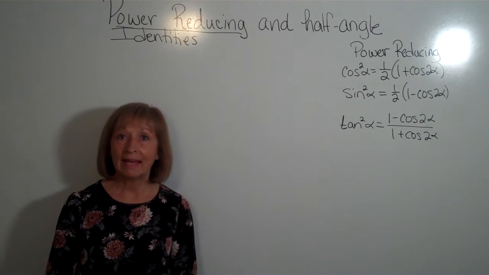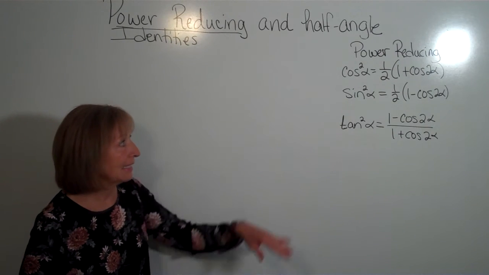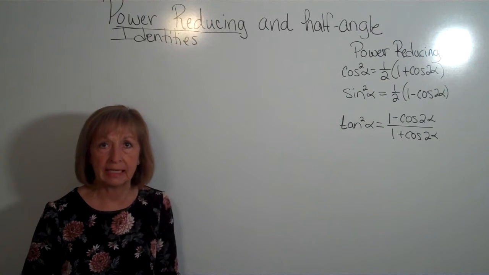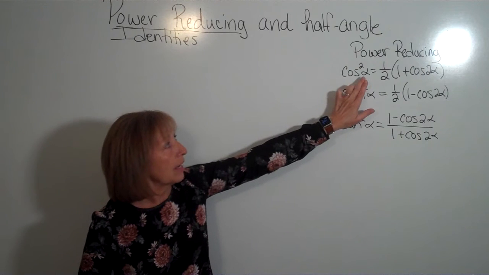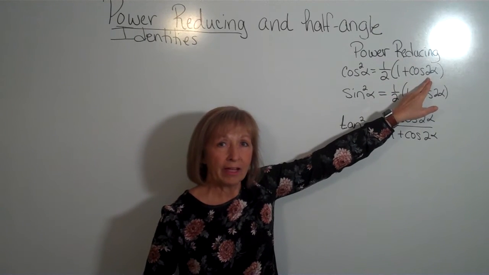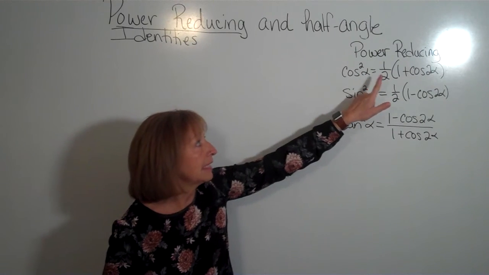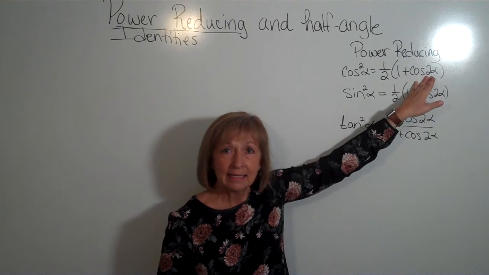Next, we're going to look at the half angle identities. And what happened with the half angle identities is that once we had these power reducing identities, looking at them, someone noticed that, well, if this is an alpha and that's a 2 alpha, then this one is exactly half of the angle that is being acted on in the parentheses.